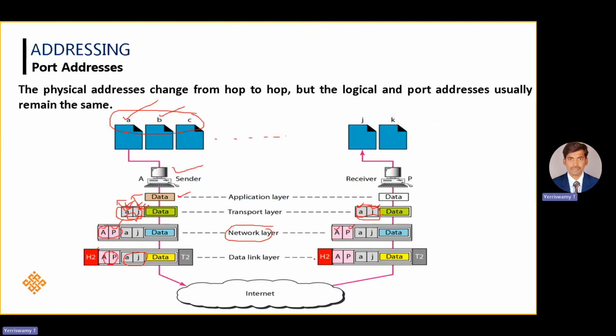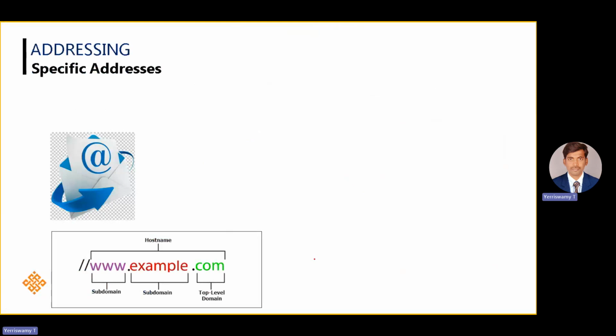So what I mean to say is, whenever data transmission is taking place between sender and receiver, the port address and the IP address always remain constant in the data block, whereas the MAC address will keep changing from system to system. Hope it is clear. And the last one is the specific address.